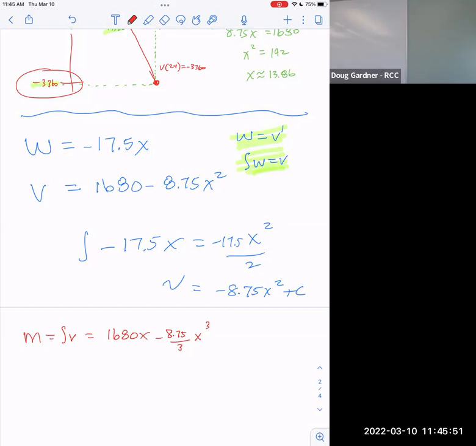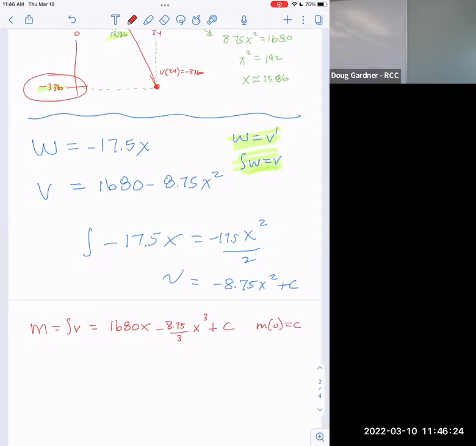What's missing though? Plus a constant. And of course, we now realize that's kind of important. It isn't just any old constant. Ultimately, m of 0, in other words, when x is 0, don't these two terms go away because they have 0 in them? So the moment when x is 0 is what c is. But I find myself thinking, what's the moment at 0? I don't know that. How am I supposed to know that? Well, let's just let that hang for a little bit.